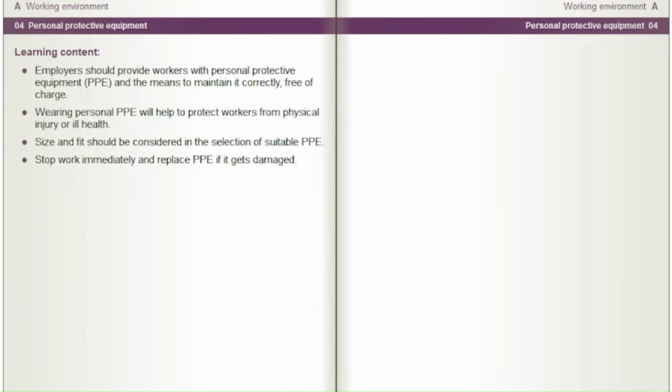Employers should provide workers with personal protective equipment, PPE, and the means to maintain it correctly, free of charge. Wearing PPE will help to protect workers from physical injury or ill health. Size and fit should be considered in the selection of suitable PPE. Stop work immediately and replace PPE if it gets damaged.